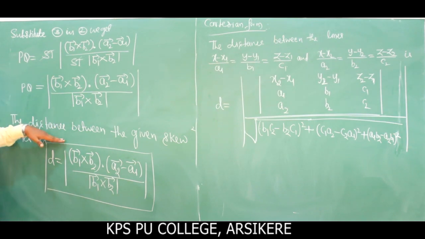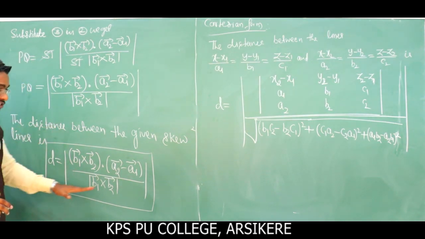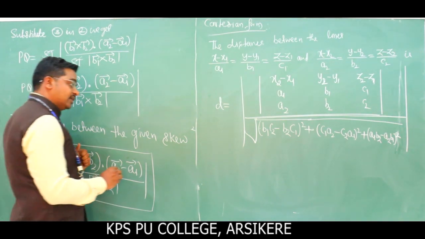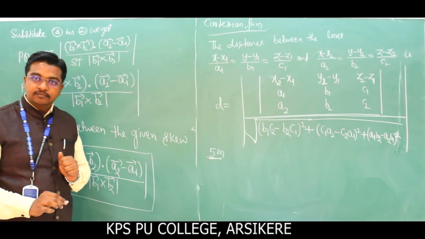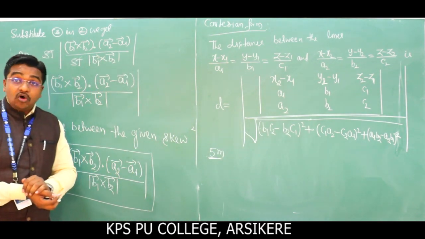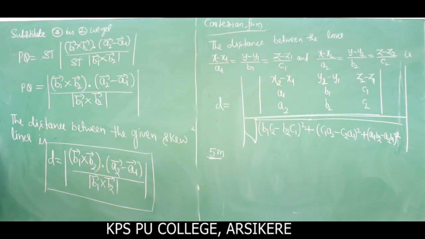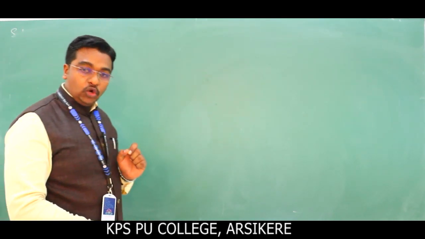This is vector form. So the total derivation carries 5 marks. Total weightage is a 5 marks question. Take a pause and note down all the things I have written here. Next we will discuss the important notes.